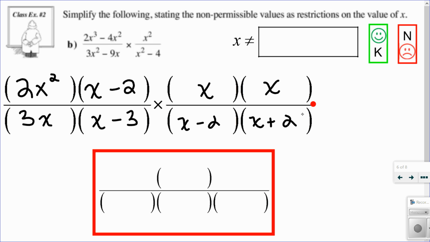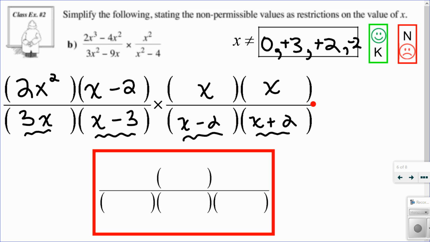And now that I've factored everything, I'm ready for my non-permissible values. So 3x is a monomial. A monomial has the restriction that x can't be 0. x minus 3 is a binomial, so the restriction is the opposite, which is positive 3. x minus 2 is a binomial, so the restriction is the opposite. And x plus 2 has a restriction of negative 2. So I've stated all of my restrictions.